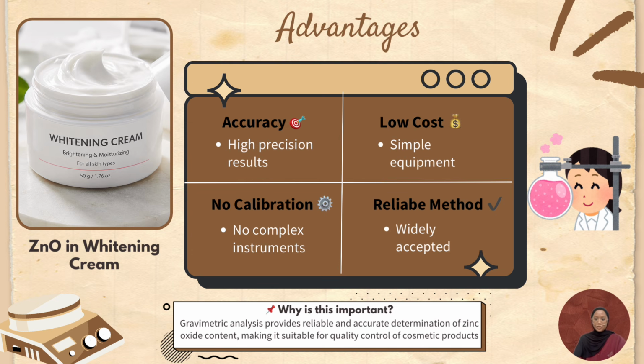One of the key strengths of gravimetric analysis is its high accuracy because the zinc oxide content is determined through direct mass measurement after complete precipitation, producing reliable quantitative results. In addition, this method is cost-effective as it only requires basic laboratory equipment and inexpensive reagents. Another advantage is that no complex instrument calibration is needed, making the procedure straightforward while maintaining dependable results. For this reason, gravimetric analysis remains a widely accepted method for routine cosmetic quality control.